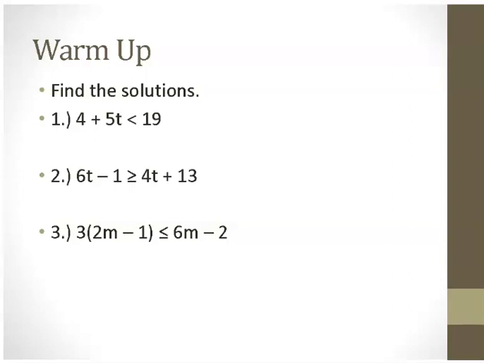Okay, so let's check your answers here. The first one, you should get that t is less than 3. The second one, we should have t is greater than or equal to 7. And in the last one that involves the distributive property, you should get all real numbers, meaning that both sides are always going to be true. They'll be the same, okay?